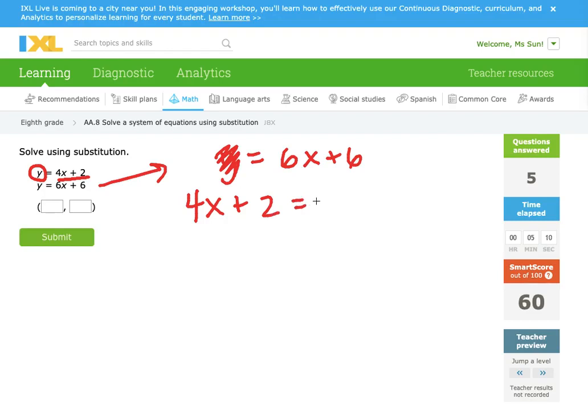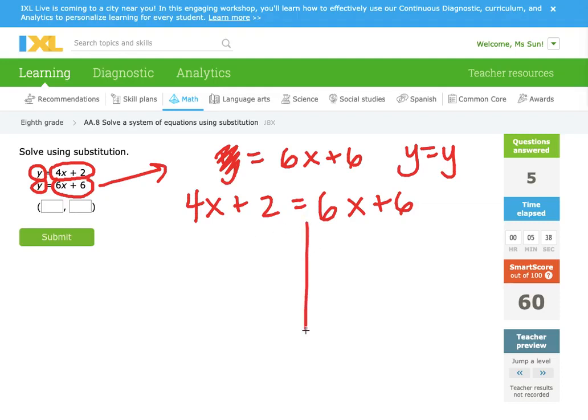So you end up with 4x plus 2 equals 6x plus 6. You're basically having the second parts of both equations, 4x plus 2, equal to each other, equals 6x plus 6, because the first parts are already equal to each other. So it's basically like you saying y equals y. This y is equal to this y. 4x plus 2 is equal to 6x plus 6. And then it looks kind of funky, but you can solve it still.